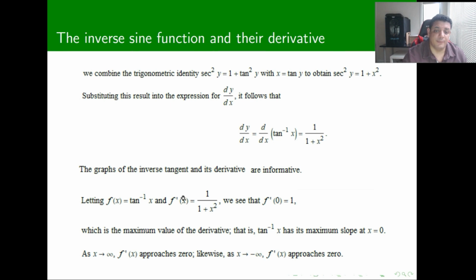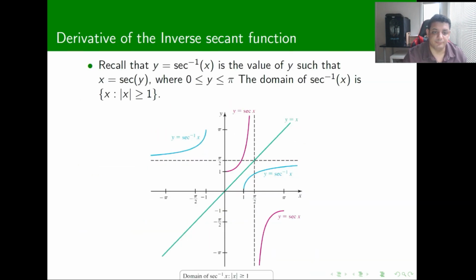So now let's jump to secant. Sorry, to secant to the minus 1. In here, if y is equal to secant to the minus 1 of x, we're going to do the same thing that we did before. We're going to establish x is equal to secant of y. Because of the domain of the inverse, we need to have that y goes from 0 to pi. That's the domain where the secant is going to be a one-to-one function that is going to allow an inverse.